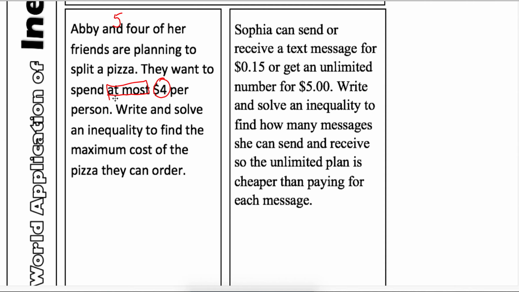Okay, we want to find out how much we should get for our maximum cost of the pizza. Well, we know that they could spend at most. How much could they spend at most? Well, they have 5 people and they want to spend $4 per person at most. So 5 times 4, which is $20. So they can spend at most $20. So the cost has to be less than or equal to $20.